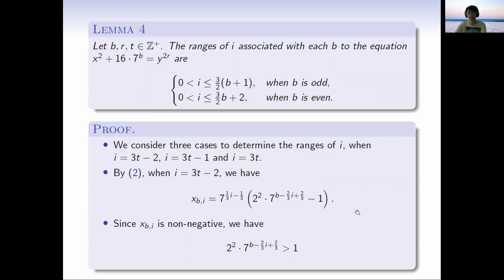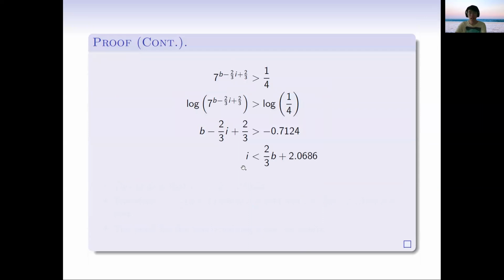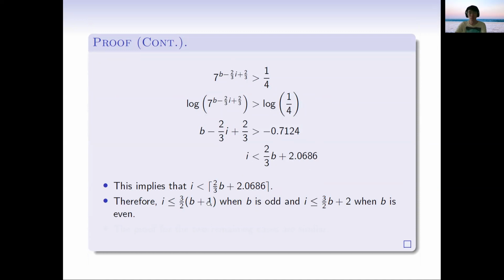By solving the inequality, we obtain i less than 2/3 b plus 2.06a6. This implies that i is less than the ceiling function of this expression. And therefore, when b is odd, we obtain this. And when b is even, we obtain this range for i. So by doing the same for the two other cases, we basically complete the proof of this lemma.